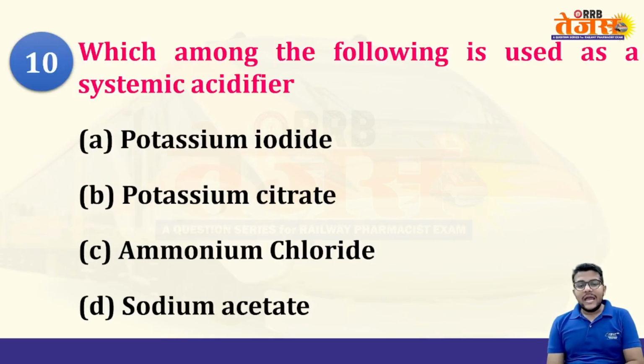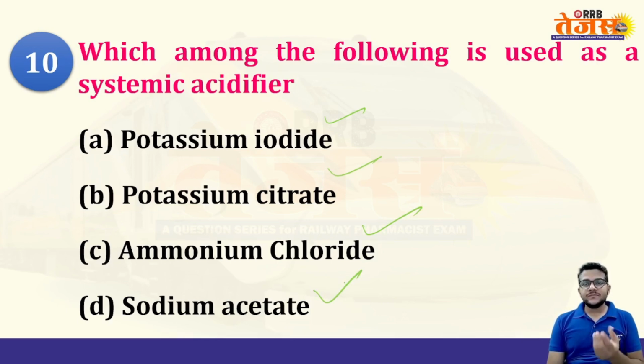This is the next question for you. Just read it: which among the following is used as a systemic acidifier? Take a 5 second pause, and after that move to the options. Our human mind is like that. The question is which among the following is used as a systemic acidifier, and the options are potassium iodide, potassium citrate, ammonium chloride, and sodium acetate.